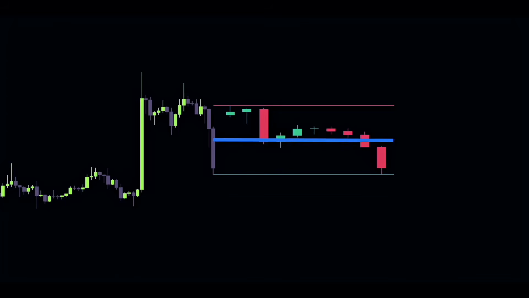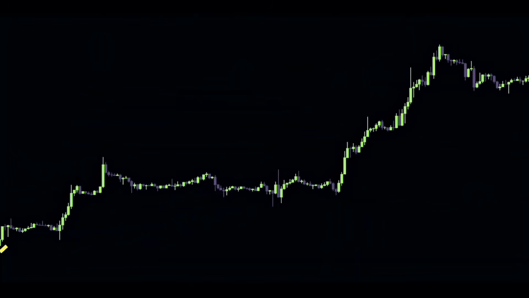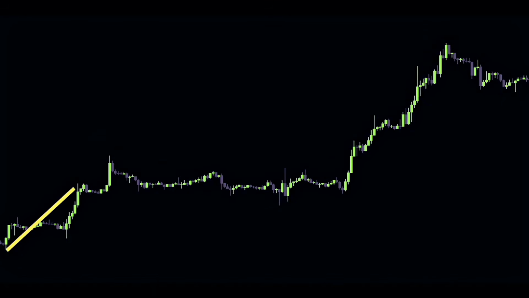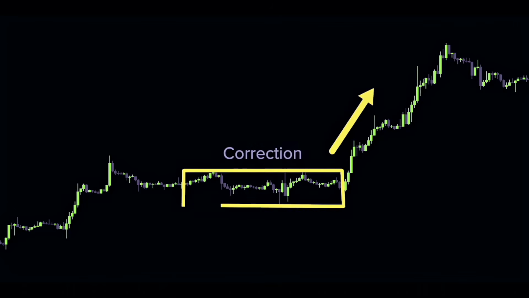And let me share a little secret here. This baseline can be extremely useful in spotting trend continuations. So first, let's talk about what a trend continuation actually looks like. In an uptrend, the market prints higher highs and higher lows. A bullish continuation simply means the price continues to move upward after a brief pullback.